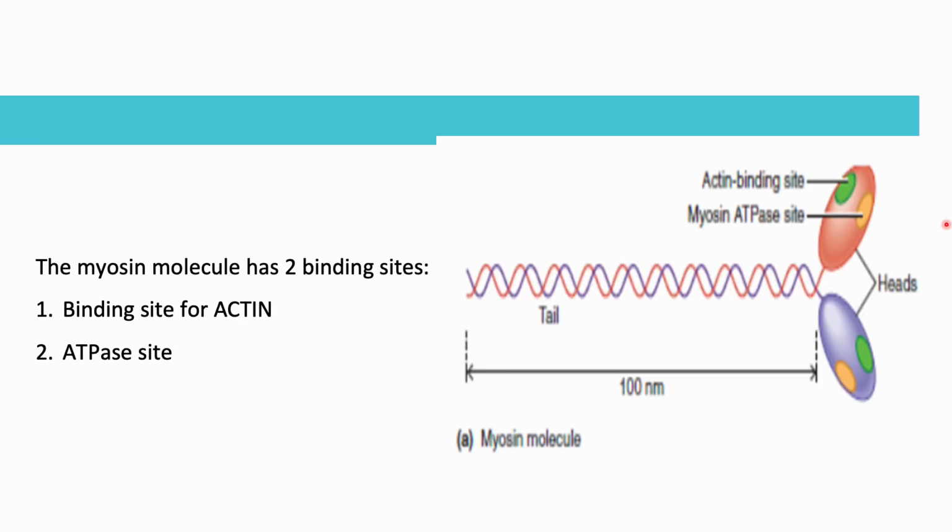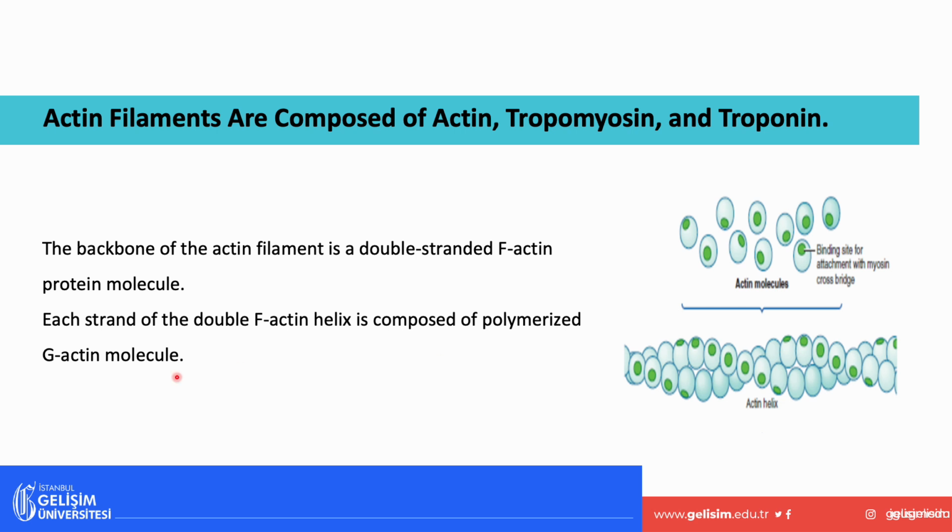So over here, we can see that the myosin molecule has two binding sites. One is an actin binding site, and then the other is the ATPase site, right over here. The actin filament is made up of a double-stranded F-actin molecule. Each strand of the helix is made up of polymerized G-actin molecules.